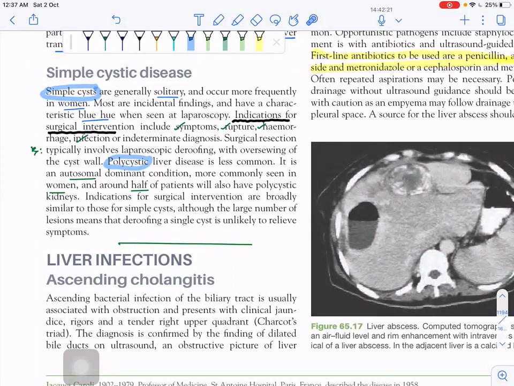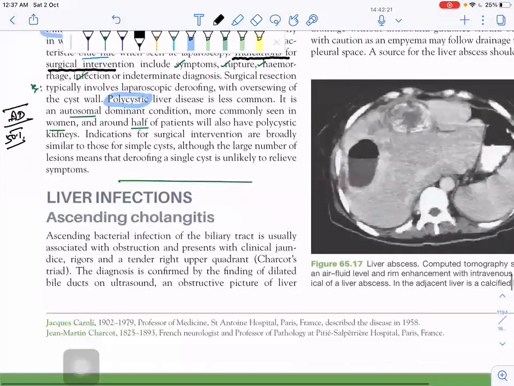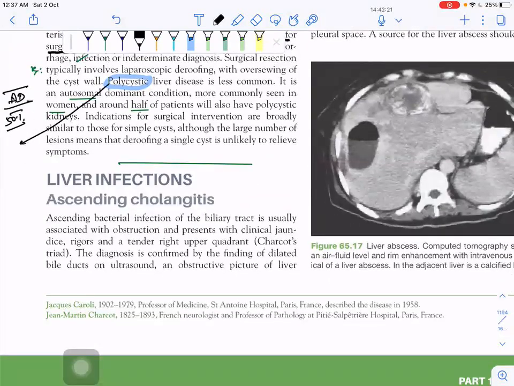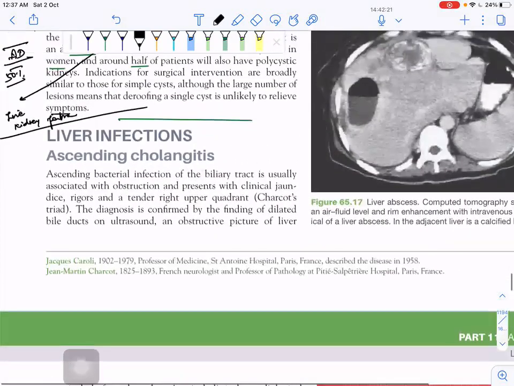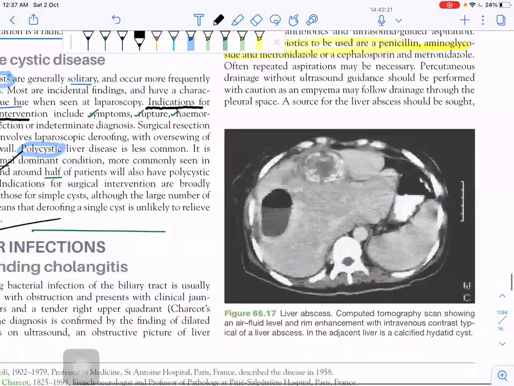Polycystic disease is autosomal dominant. Around half of the patients, 50%, will have polycystic kidney disease. Usually the polycystic kidney disease patient will not present with liver failure; they will present with kidney failure. Then liver infections, ascending cholangitis. I know about such orchestrated known points only.